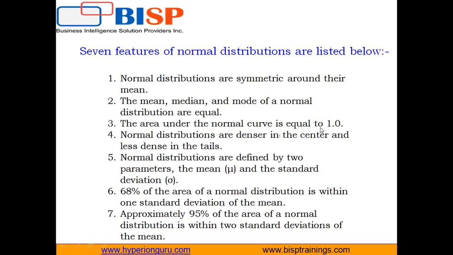Third, the normal curve area under the curve is 1.0. Normal distributions are denser in the center and less dense in the tails. And normal distributions are defined by two parameters, the first one is the mean and the second parameter is the standard deviation. And 68% of the area of a normal distribution is within one standard deviation of the mean. And the last, 95% of the area is within two standard deviations of the mean.